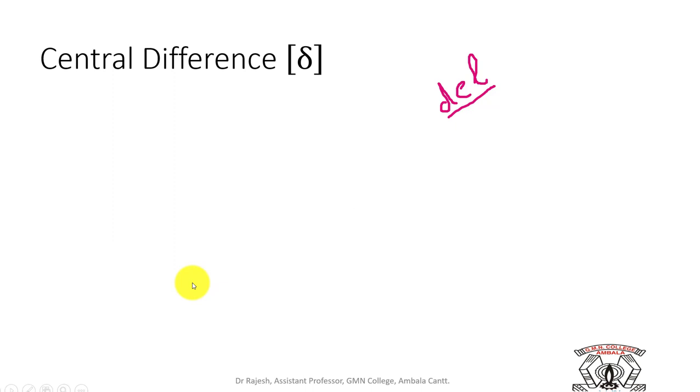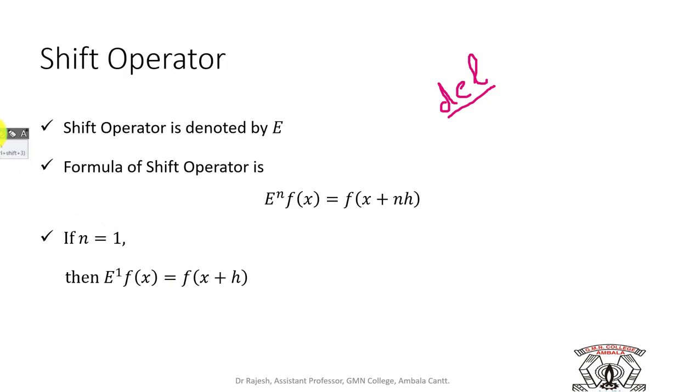So once again I will show you why it is called shift operator. Let us say this is the line and this is x, this is x plus h. So see, this is the shift from x to the next adjacent value in the forward direction. This is the shift operator. So x is shifted to x plus h.